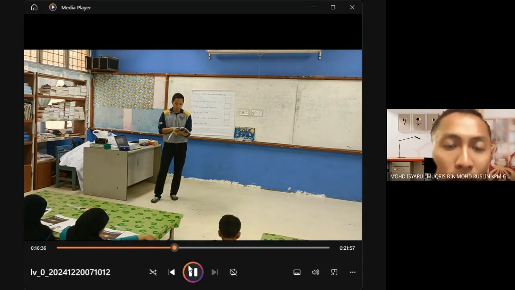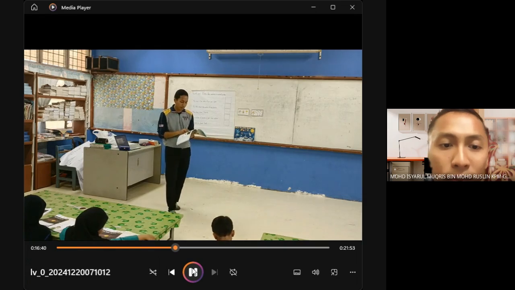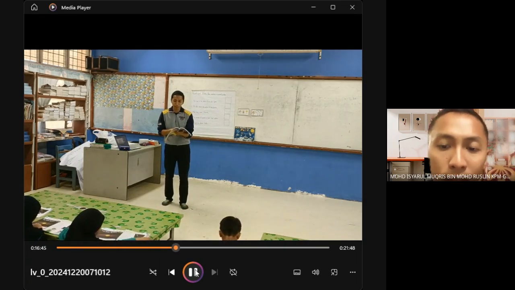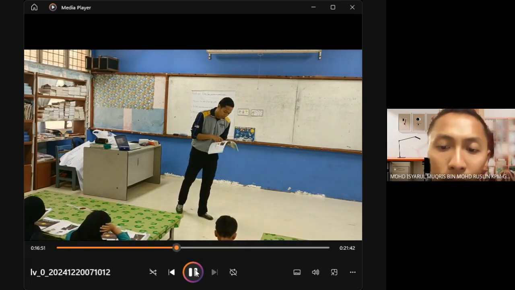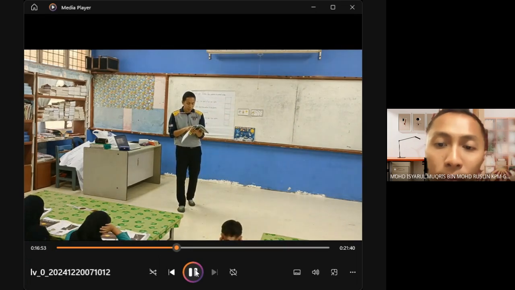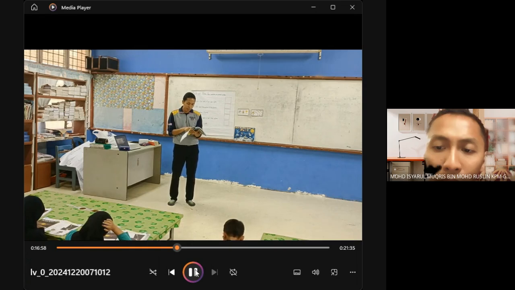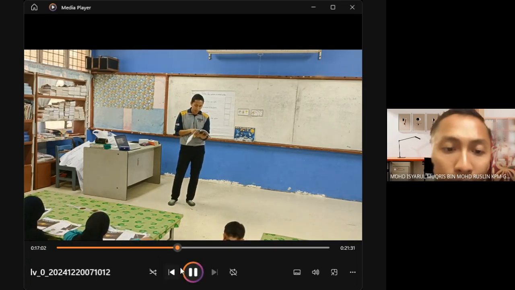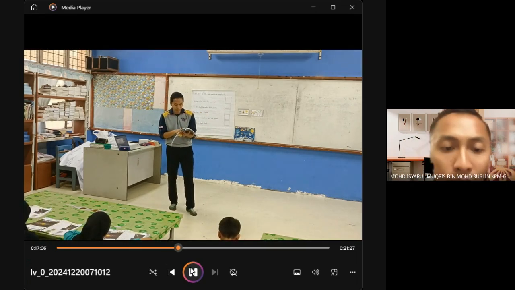Very hot. But the hottest planet is Venus. The last paragraph. Paragraph kedua. Saturn, Uranus, and Neptune are the coldest planets. Neptune is also the farthest planet from the sun.